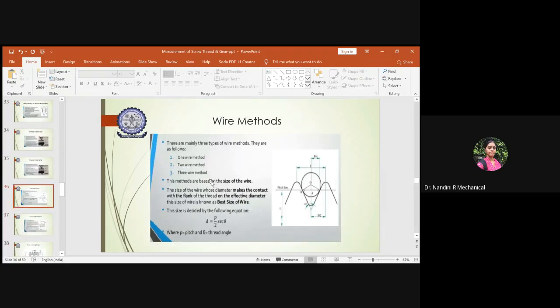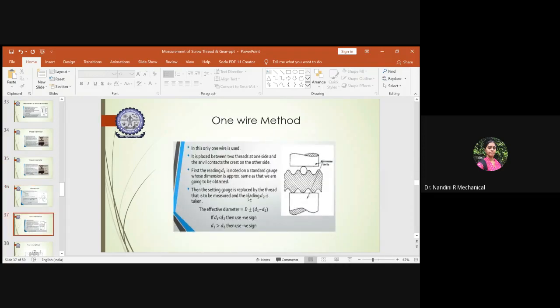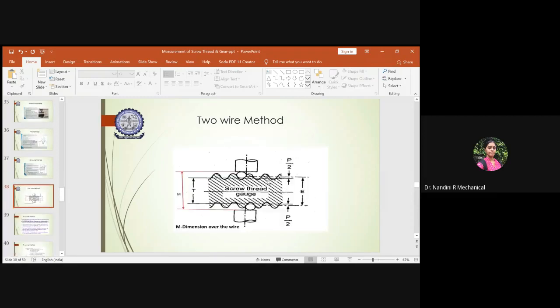The methods usually asked for determining the effective diameter in the examination could be one wire, two wire, and three wire method. We have dealt with all the three methods to determine the pitch diameter. So you can draw the sketch exactly for the type of method being asked, and then you have to brief out the entire derivation for the one wire method. Usually they ask the two wire method.